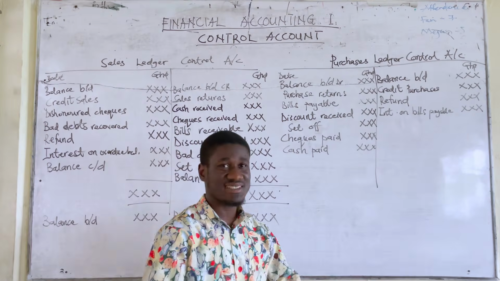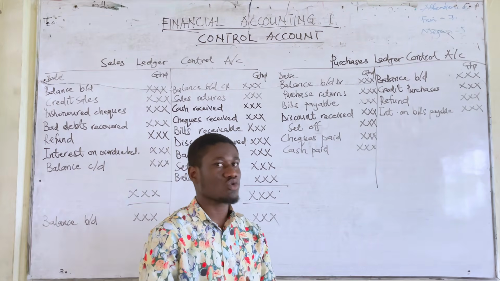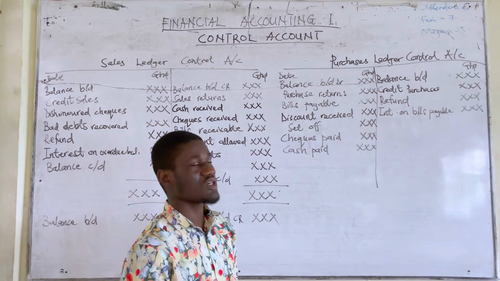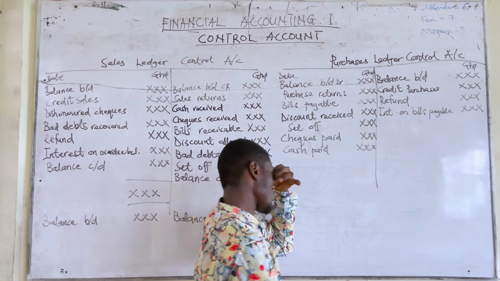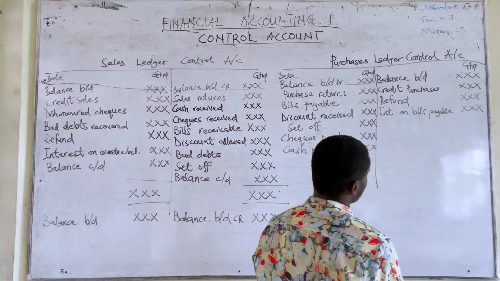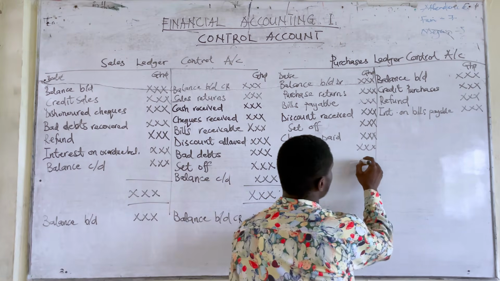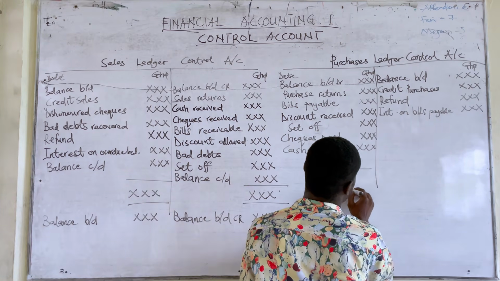Checks paid. We made checks to them and we paid checks to them. What is happening to the amounts we owe them? It's going to decrease. Same for cash paid. Good. So refund, as I explained in the sales ledger, interest same here. So with this one, you just have to balance the account.